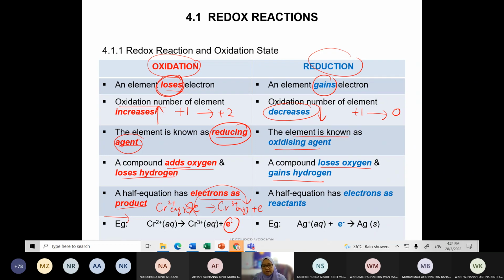Okay, so then reduction should be the opposite of this one. So the electron, because they accept electron, right? So they accept electron, so the electron will become one of the reactants.